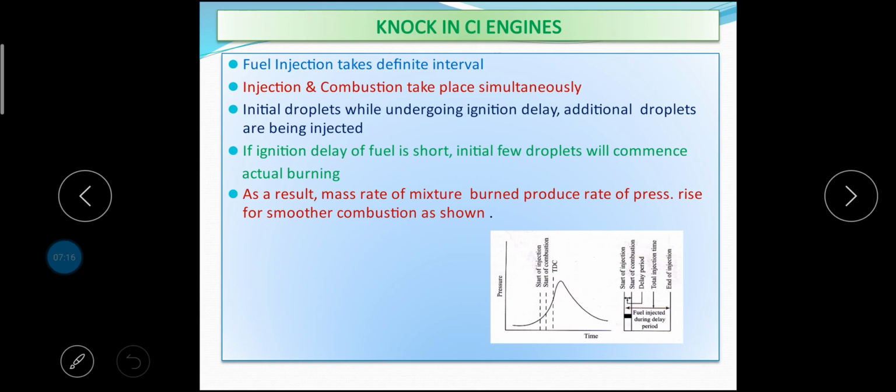As a result, the mass rate of mixture burned will be such as to produce a rate of pressure rise that will exert a smooth force on the piston as shown in this figure. If, on the other hand, the ignition delay is longer, the actual burning of the first few droplets is delayed, and a greater quantity of fuel droplets gets accumulated in the chamber.